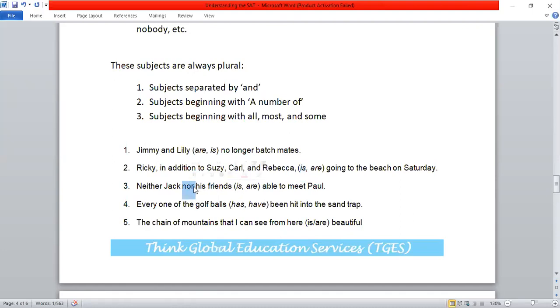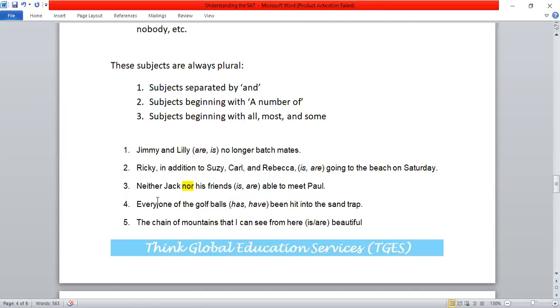Whenever you see the word "nor," your subject lies after it, right? So your subject in this case is his friends. It's not Jack. Neither Jack nor his friends are able to meet. In the same sentence, if I change it to neither his friends nor Jack, I will say "is." So whatever comes after "nor" becomes your subject.